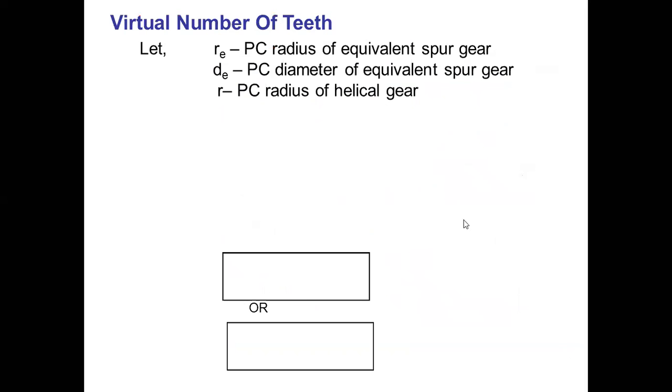RE is the pitch circle radius of the equivalent spur gear, also represented as R dash. DE is the pitch circle diameter of the equivalent spur gear, also represented as D dash, and R is the pitch circle radius of the helical gear.